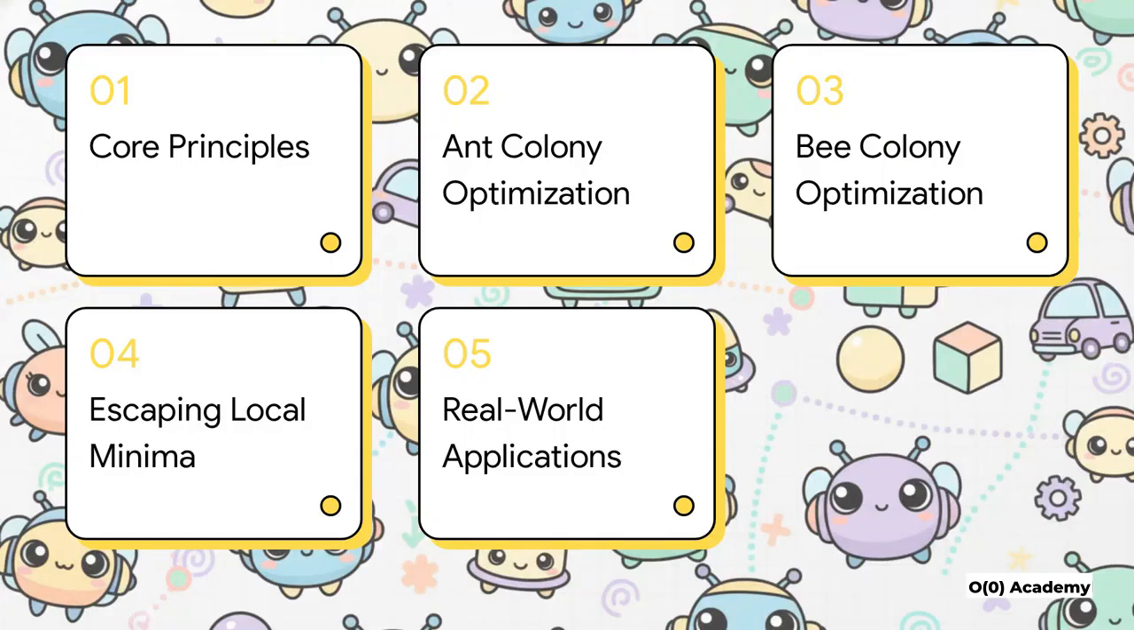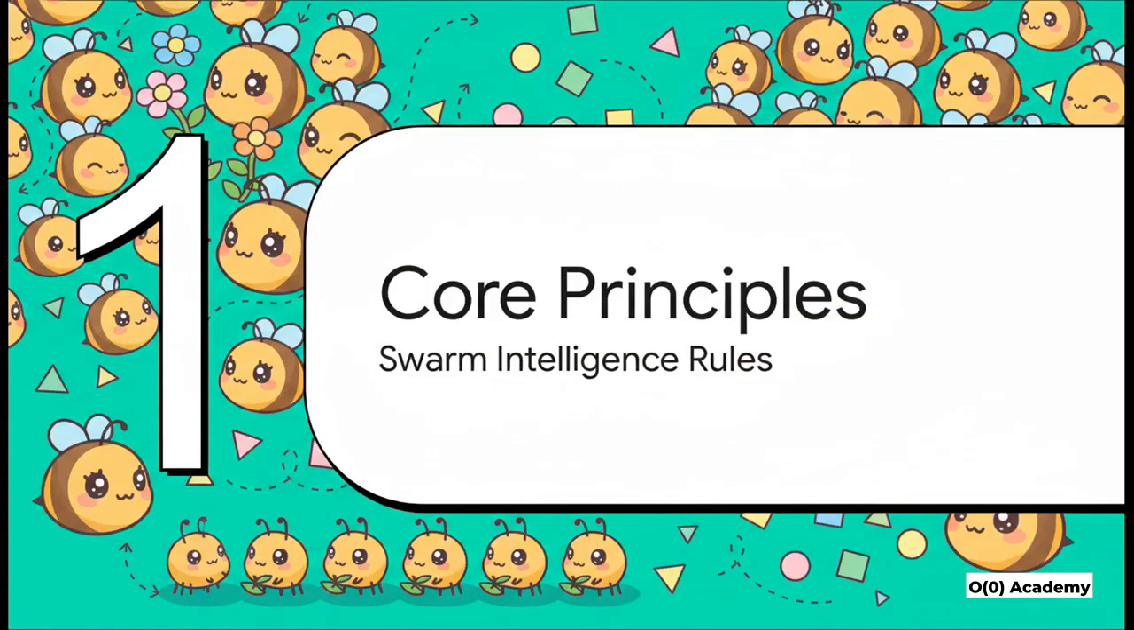Here is our roadmap for today. 1. Swarm intelligence core principles. 2. Ant colony optimization. 3. Bee colony optimization. 4. Escaping the local minima. And 5. Real-world applications. All right, let's jump right into part 1, Swarm Intelligence Core Principles.